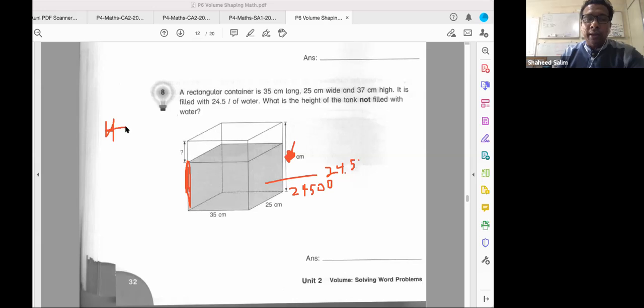Height of water is volume over length times breadth. Volume is 24,500. Sorry, 24,500. Then you divide lah. You all can divide this. Come, tell me what's the answer.